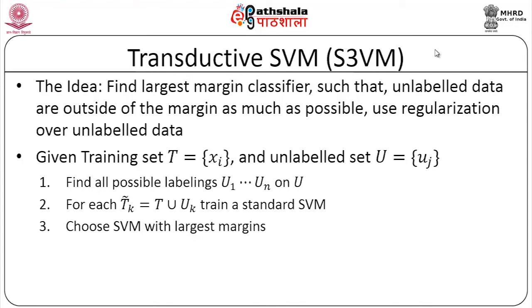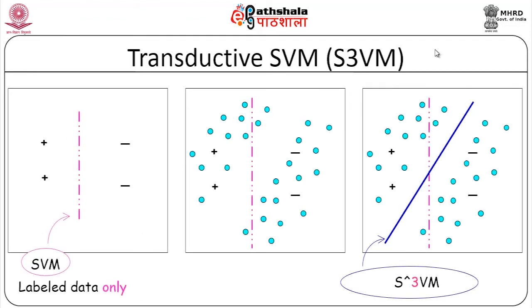This is the transductive SVM, or S3VM, as it is called. The idea is to find the largest margin. This is also a semi-supervised approach. You find the largest margin classifier such that unlabeled data are outside the margin as much as possible, and use regularization over the unlabeled data. You are given a training set T and an unlabeled set U. Find all plausible labelings U1 to UN on U. For each labeling UK, train a standard SVM on T together with UK. Choose the SVM with the largest margin. So, that is another method.